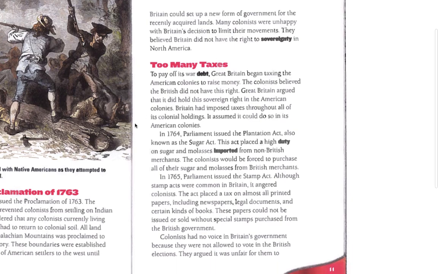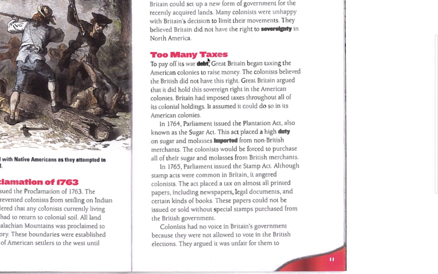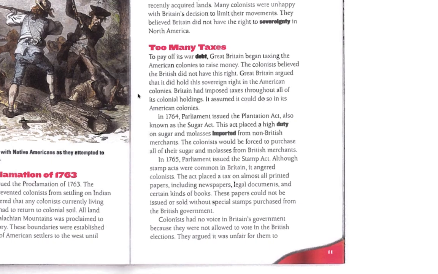Too many taxes. Taxes are just extra money that you have to pay for something. For example, when you go to the store, you have to pay a little bit extra that goes towards taxes or towards the government. To pay off its war debt, Great Britain began taxing the American colonies to raise money. The colonists believed the British did not have this right. Great Britain argued that it did hold this sovereign right in the American colonies. Britain had imposed taxes throughout all of its colonial holdings. It assumed it could do so in its American colonies.